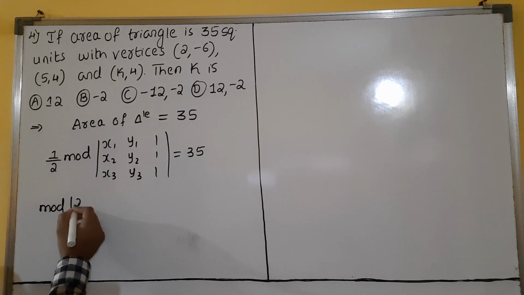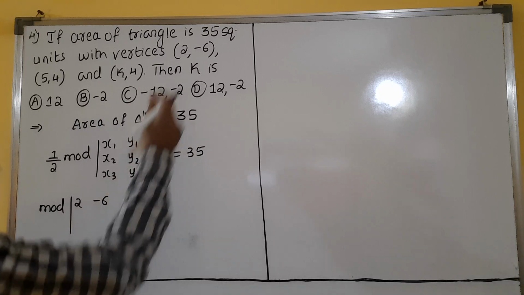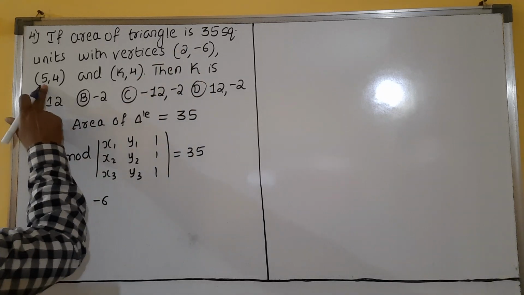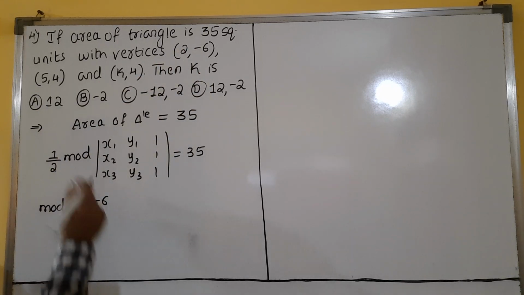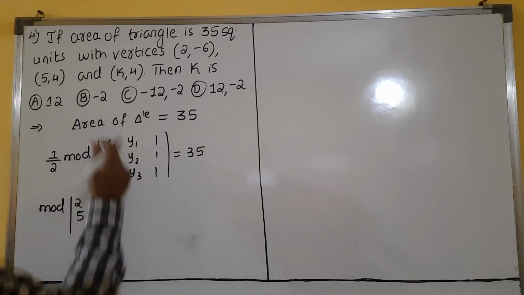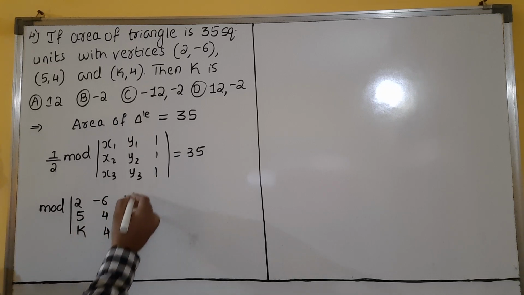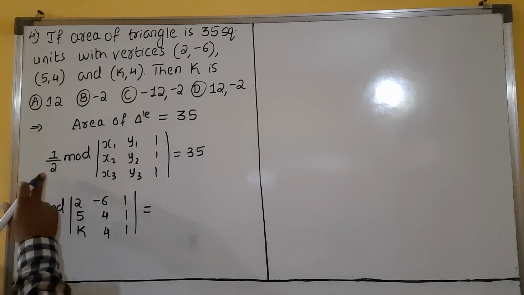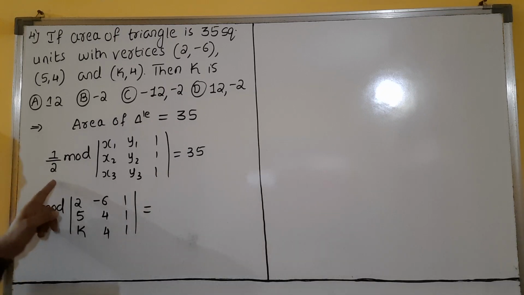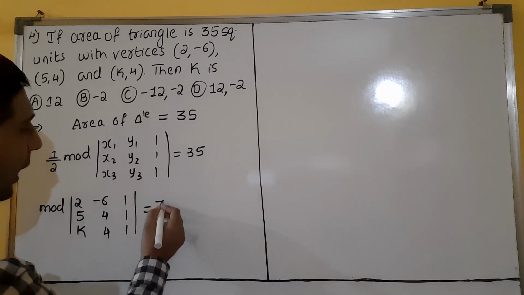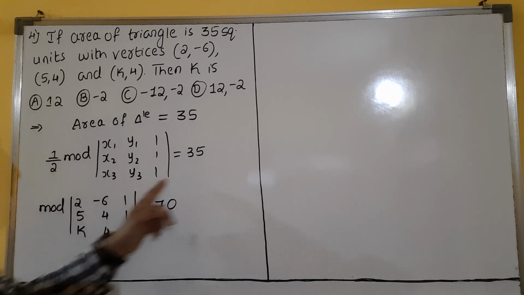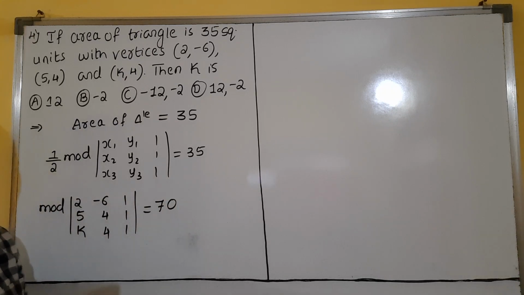x1 is 2, y1 is minus 6, dear students. x2 is 5, y2 is 4, x3 is k, y3 is 4, dear students again. And this is 1, 1, 1 as it is. Equal to what? So 2 into 35, cross multiply. 2 into 35 is what? 70, dear students. 2 into 35 makes 70.